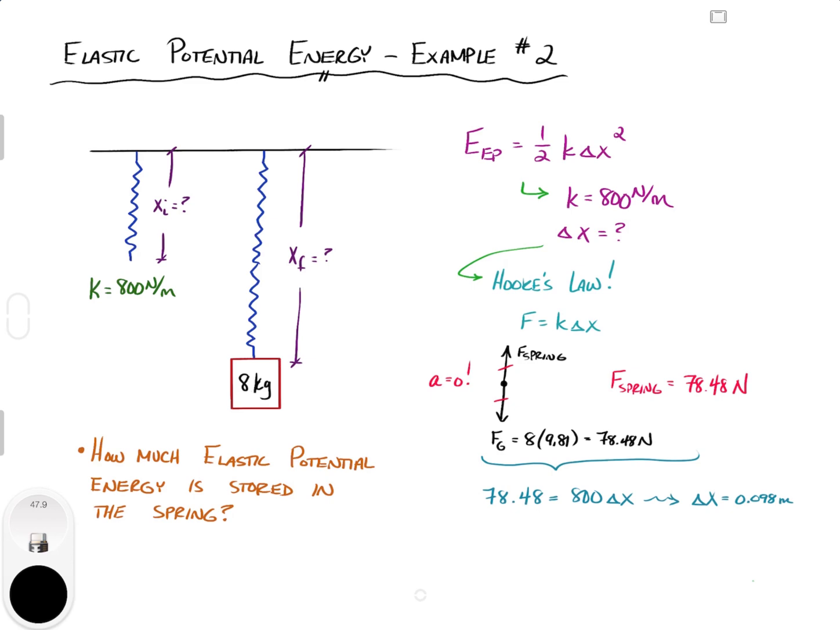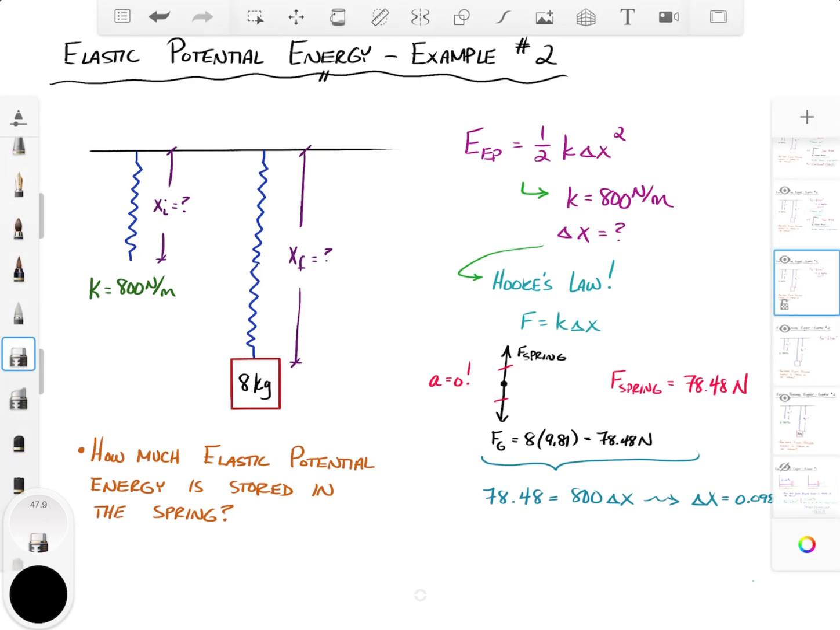Once I know the spring force and I'm given the K value, now I can use Hooke's law, as I've used below. The force, 78.48, equals the spring constant 800 times the displacement of that spring. Dividing both sides by 800 gets me my displacement of 0.098 meters. Now, I don't know the initial length of that spring, and I still don't know the final length, but I know that whatever the difference between those 2 points is must be 0.098.